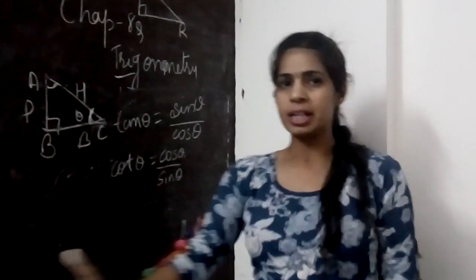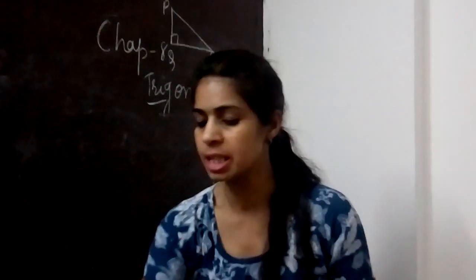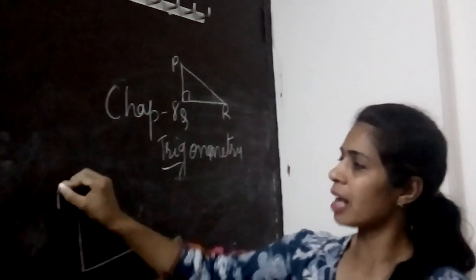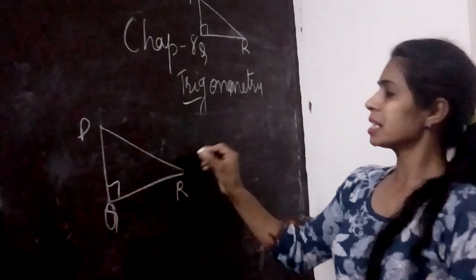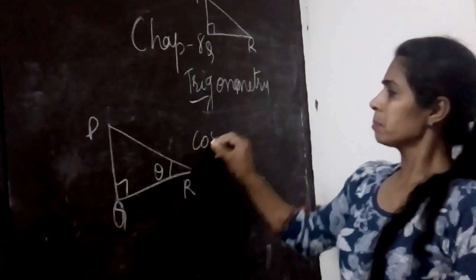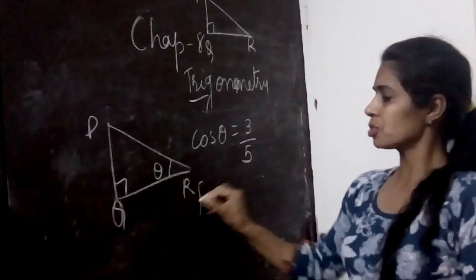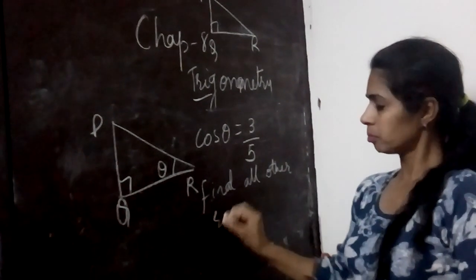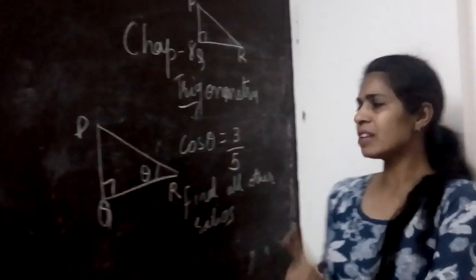Now let us try to understand how to apply and how to use these trigonometric ratios. Suppose you are given a right triangle PQR, right angled at Q, and it is said that theta is lying at angle R. I am given cos theta is equal to 3 by 5, and the question is to find all other ratios. Such questions are asked for 3 marks in board exams and are very very easy to solve.